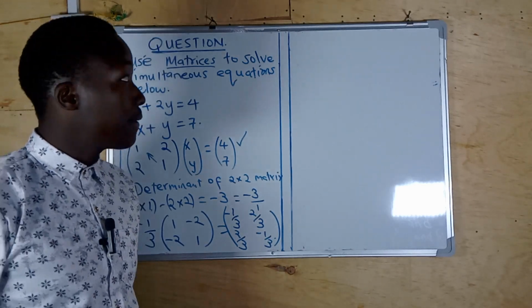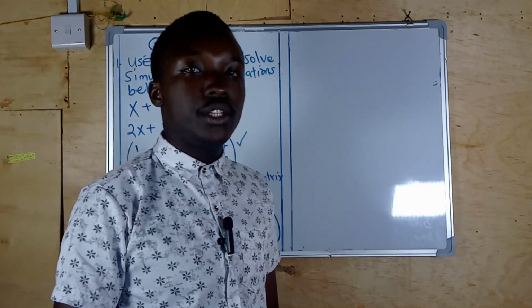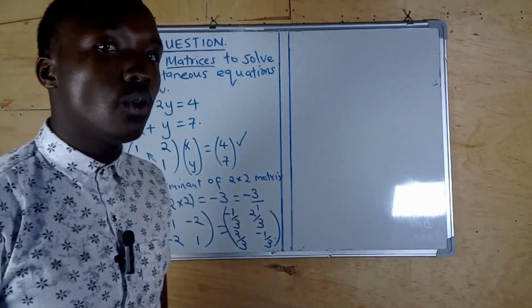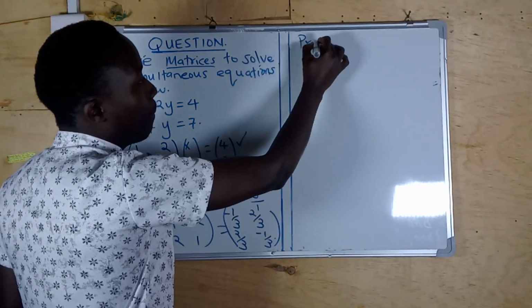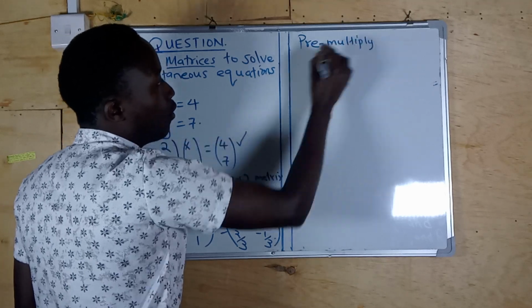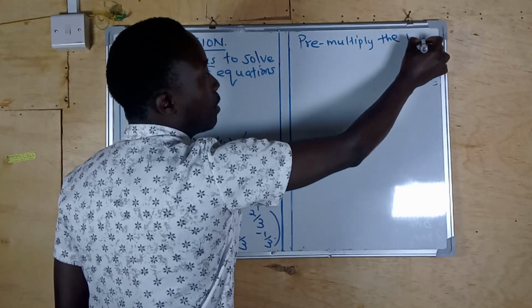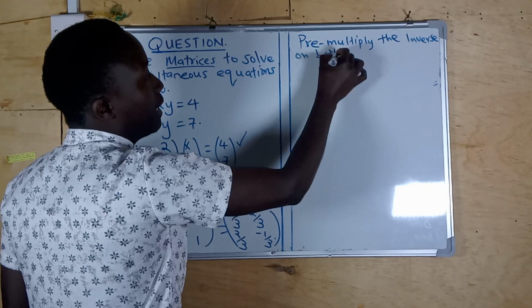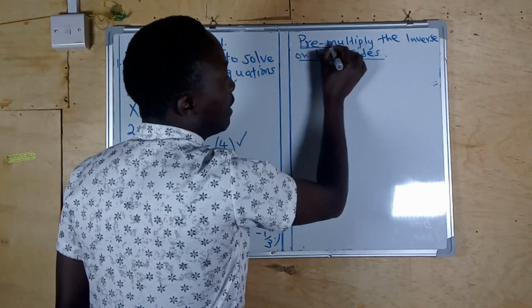Having our inverse, the next step is to continue solving for the values of x and y. And how do we go about that? Note this: we pre-multiply the inverse on both sides. Underline that and note it. It is very, very important.